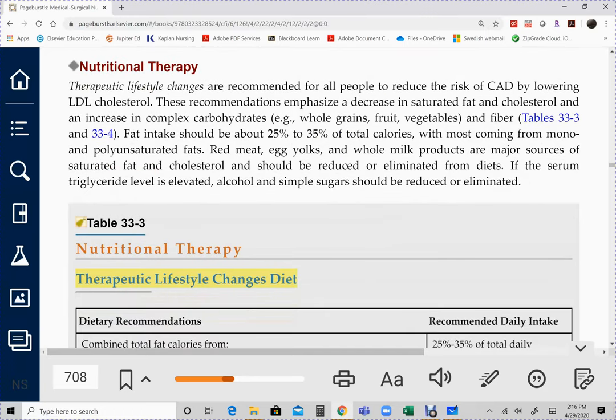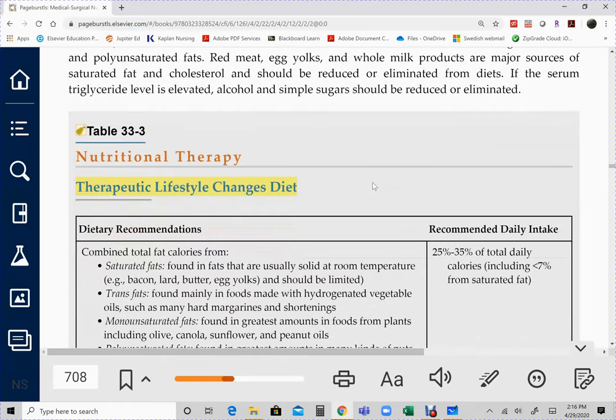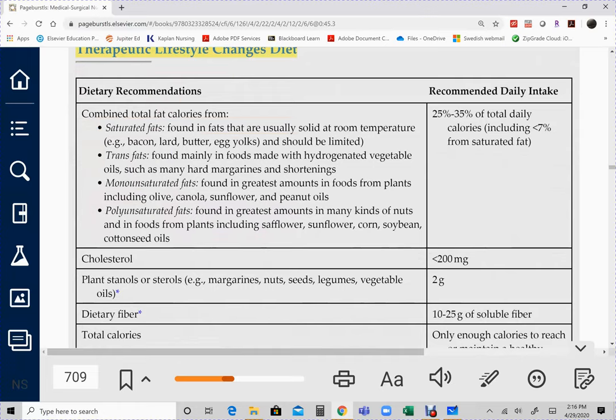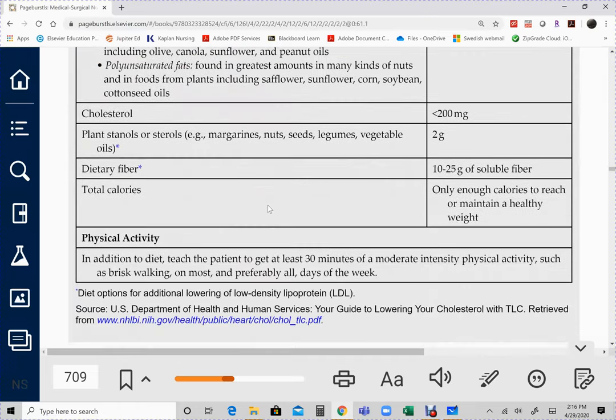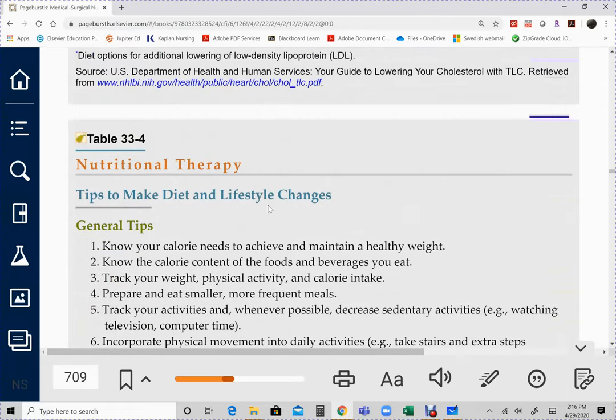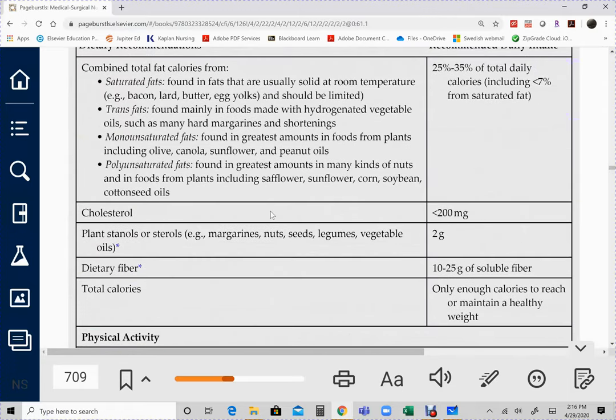Nutrition, we already discussed the DASH diet. So this is not different from the DASH diet. Same thing, decrease your red meat. Dairy products, especially whole milk products, are high in saturated fat. Here are your recommendations. For diet, just be familiar with the sources.